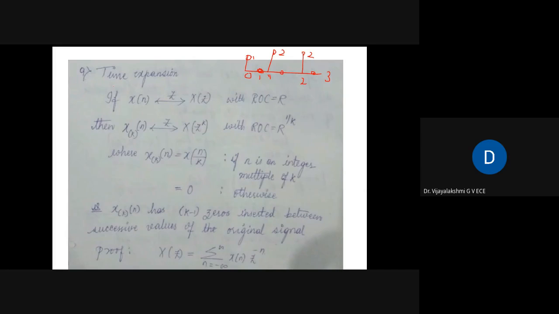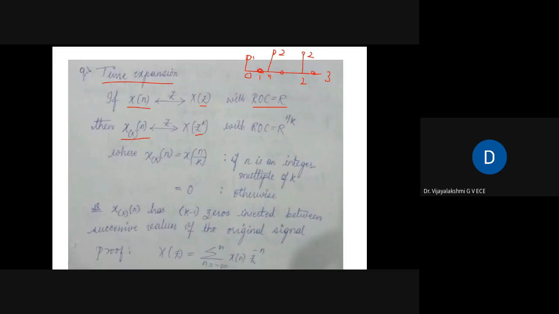So what is happening here in the time expansion property? If you have a signal x of n whose z transform is x of z with ROC equal to R, then if you expand x of n to xk of n, z will get modified to z power k, and the ROC will become r power 1 over k. Now what is this xk of n? It is the expansion of x of n.